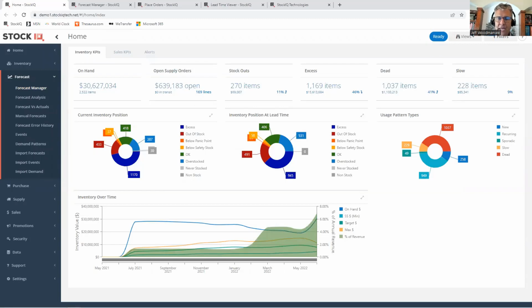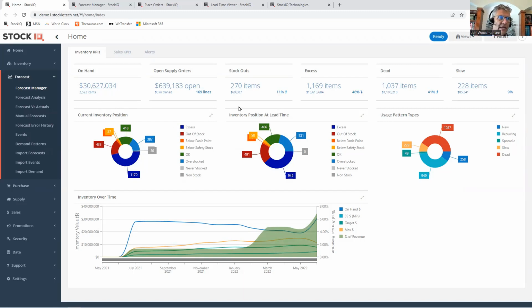The StockIQ application. It's a browser-based application. You type in a URL, name and a password, and you will land on this dashboard screen. It gives very high-level information about the state of the inventory. So in this case, we have $30 million worth of inventory across 2,500 items.